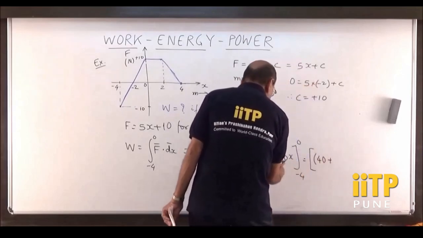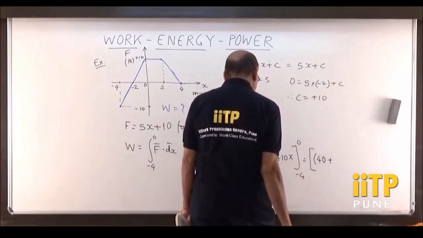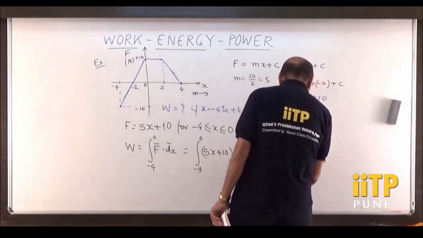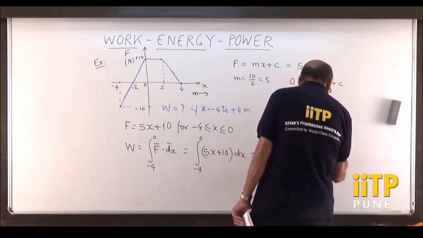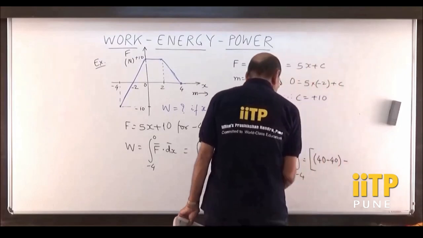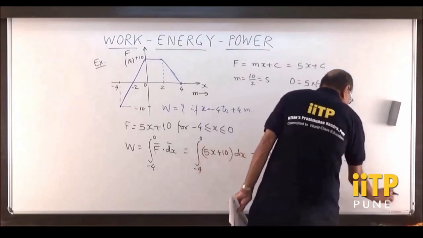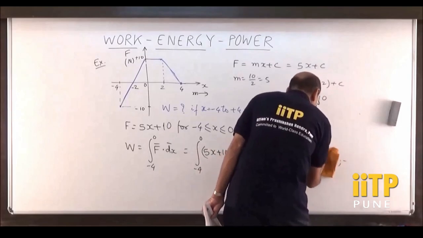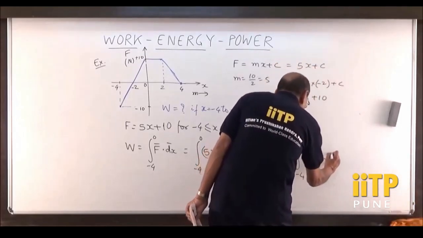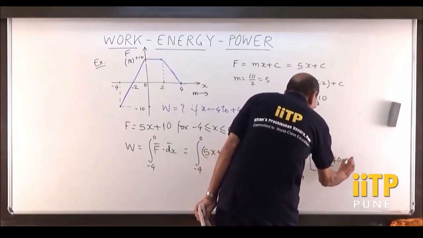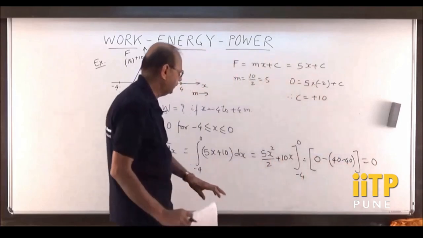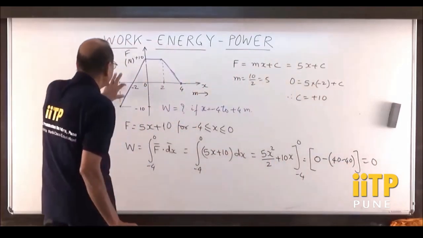Plus this part is minus 40, because x is minus 10. So once again minus 40. I should put the top value first, which is first 0, minus 40 minus 40 is equal to 0. Therefore, I can see that the work done in this part is 0.